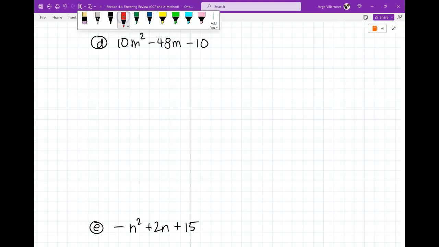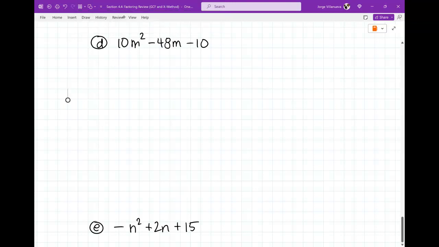They have a 2 in common, right? 2 divides 10, 2 divides 48, 2 divides the other 10. What about letters? Do they have letters in common? No. Now do me a favor.